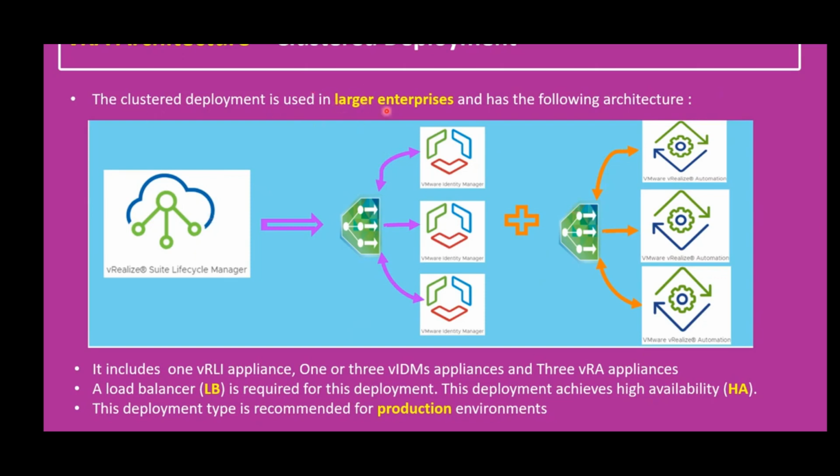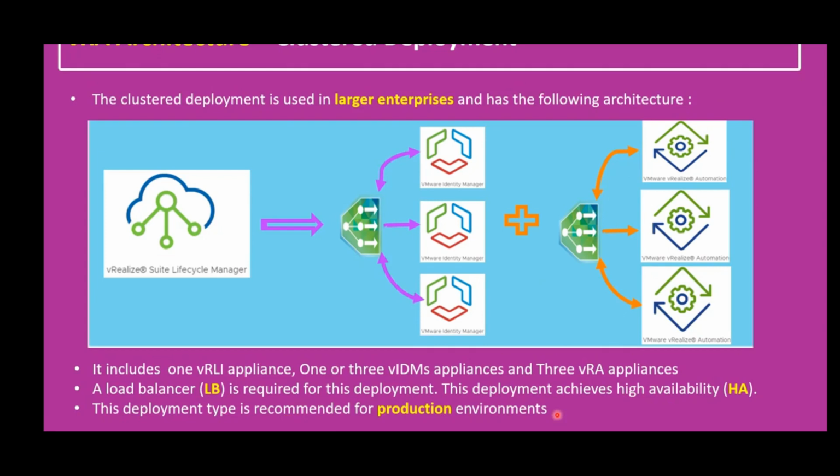The cluster deployment is used in larger enterprises and has the following architecture components. It includes one vRLCM appliance, one or three IDMs, and three vRA appliances. A load balancer is required for this deployment, and this deployment achieves high availability also. High availability means if one IDM or one vRA is down, there will be no impact to your production. This deployment type is recommended for production environments. This is the clustered deployment architecture.